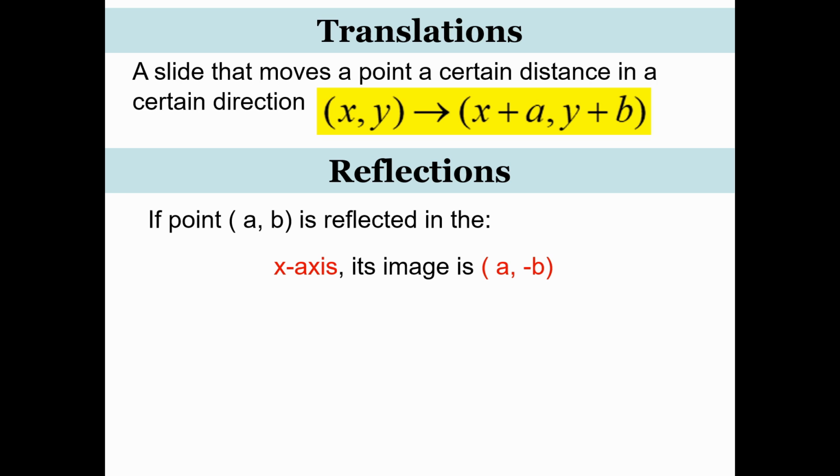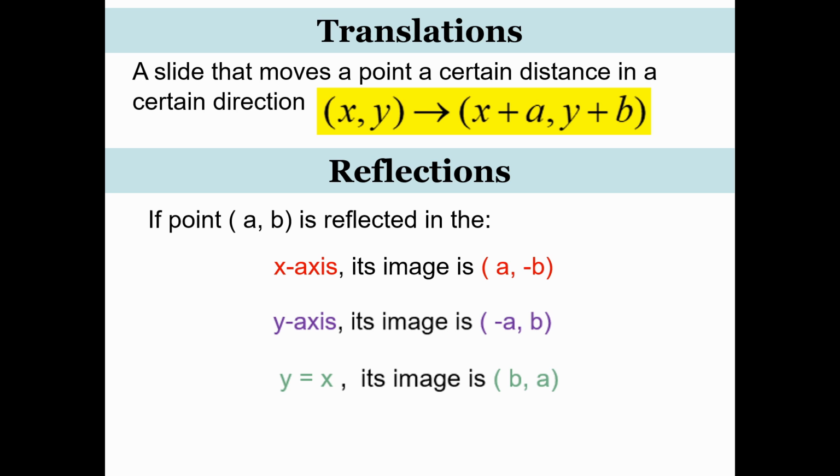A reflection is if we have some point A, B, then it's like flipping over a certain line. So if I take this and reflect it over the x-axis, A, B would go to A, negative B. So the y value becomes opposite. If I flip over the y-axis, the x value becomes opposite. I go from A, B to negative A, B. If I flip over the line y equals x, then the x and y values change position. So A comma B changes to B comma A.